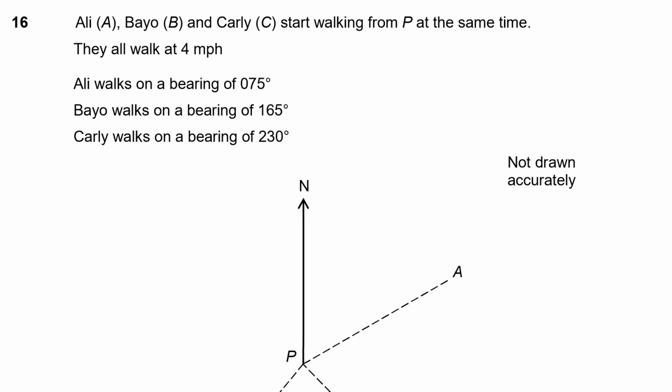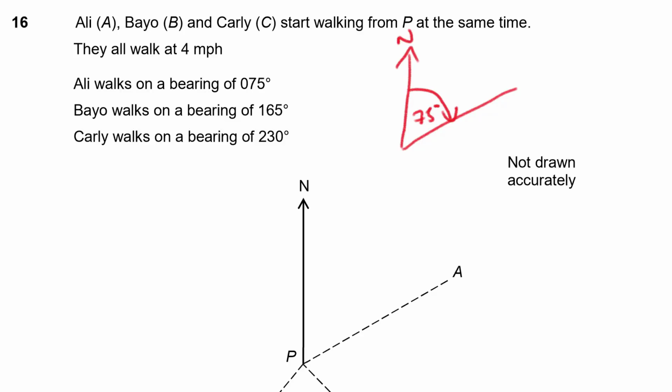Right, question 16. We've got 3 people, Ali, Bayo and Carly, which handily have the initials A, B and C, start walking from point P at the same time. They all walk at 4 miles per hour. Ali walks on a bearing of 075. Bayo walks on a bearing of 165. And Carly walks on a bearing of 230. Now you remember that bearings are always given clockwise from north. So that bearing of 075 means that they are walking at a 75-degree angle from the north line.